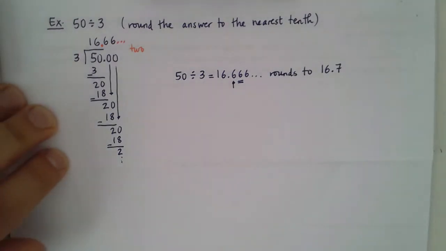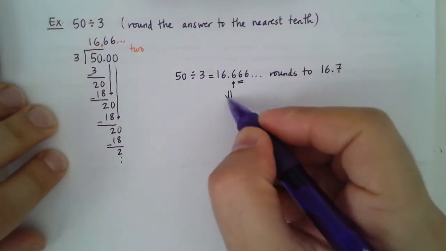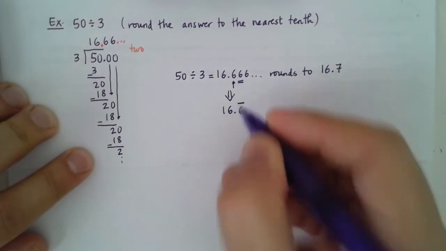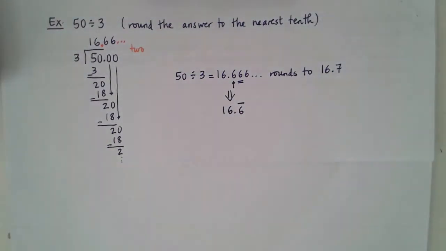And I want to say this, there's a nice way to write this as a notation. We write 16.6 with a bar on top of the 6. That shows that the digit 6 is repeating. So that's one.